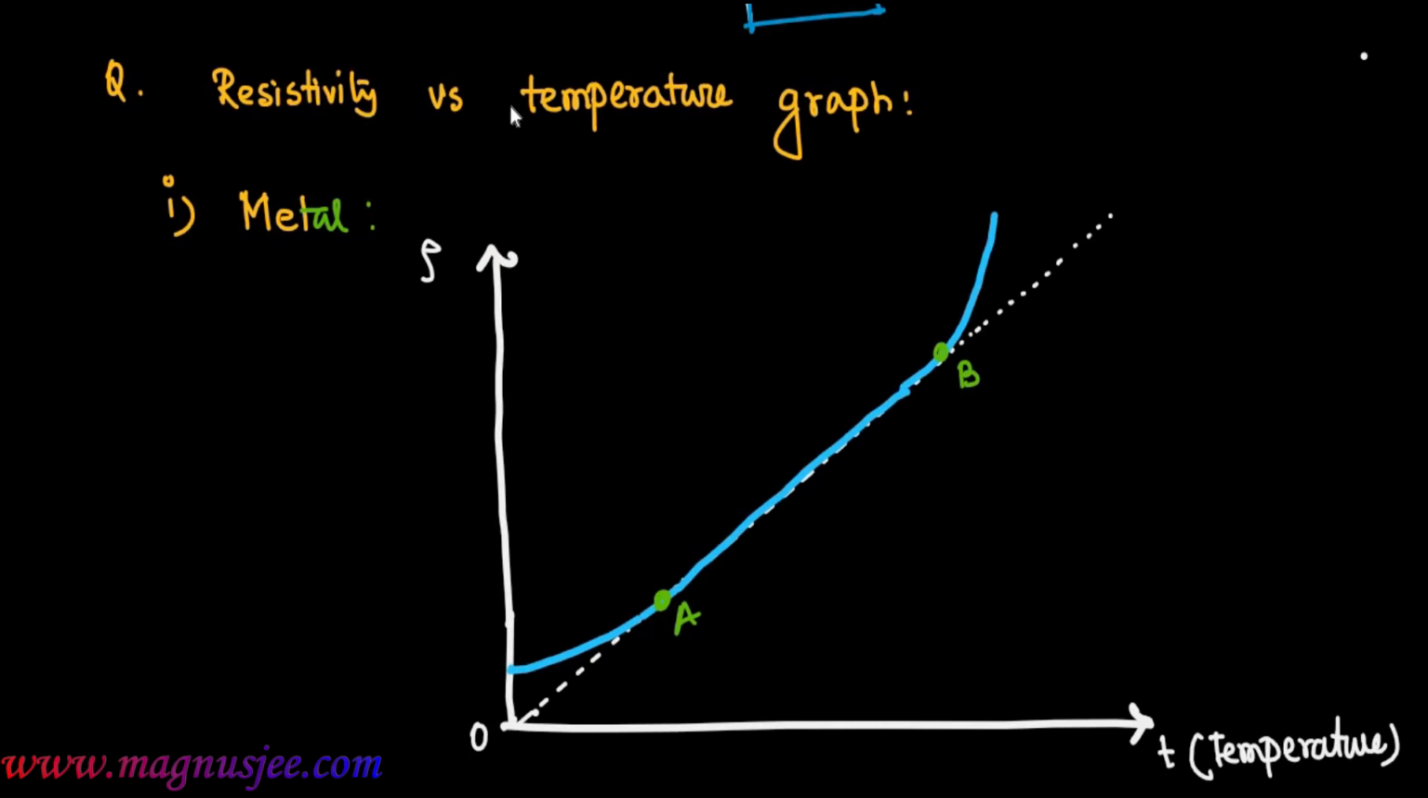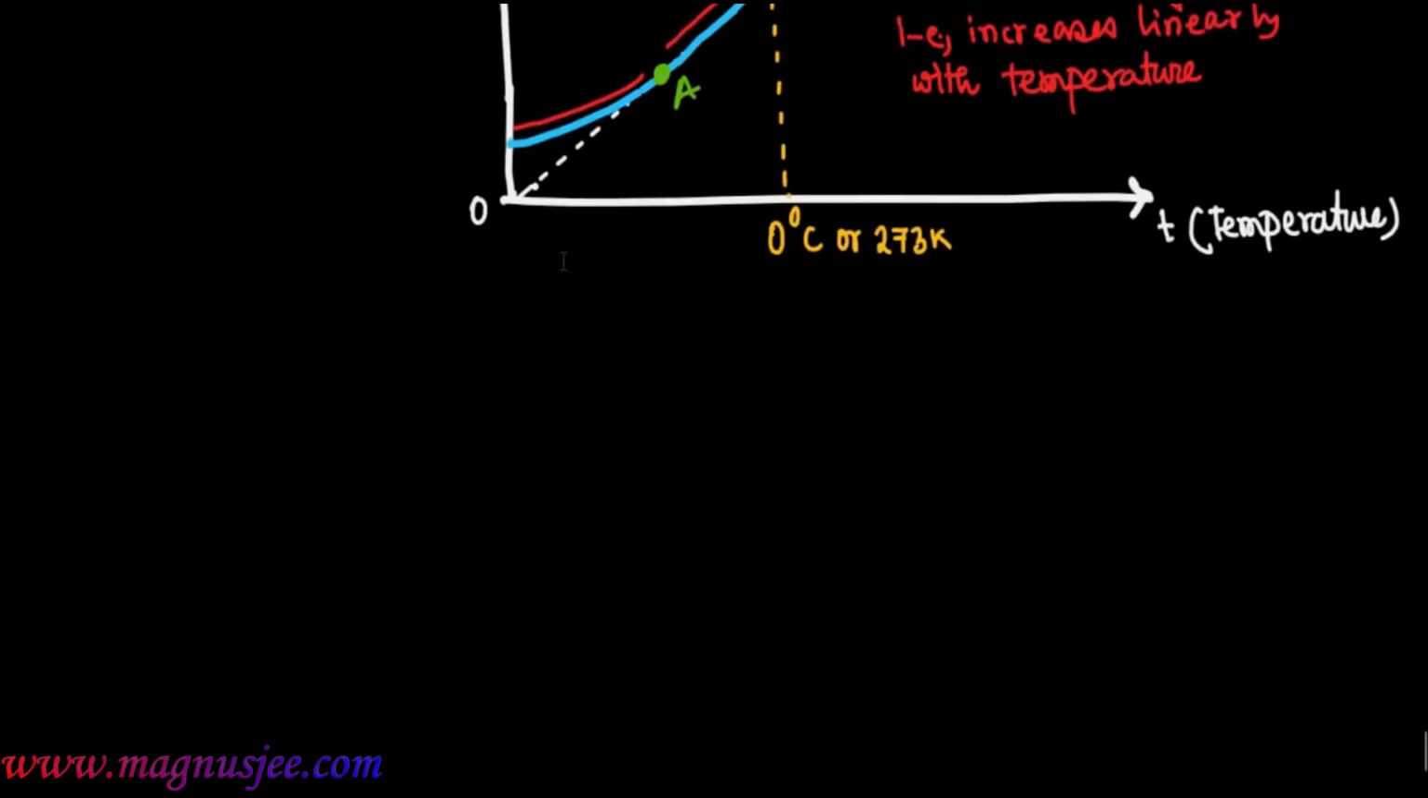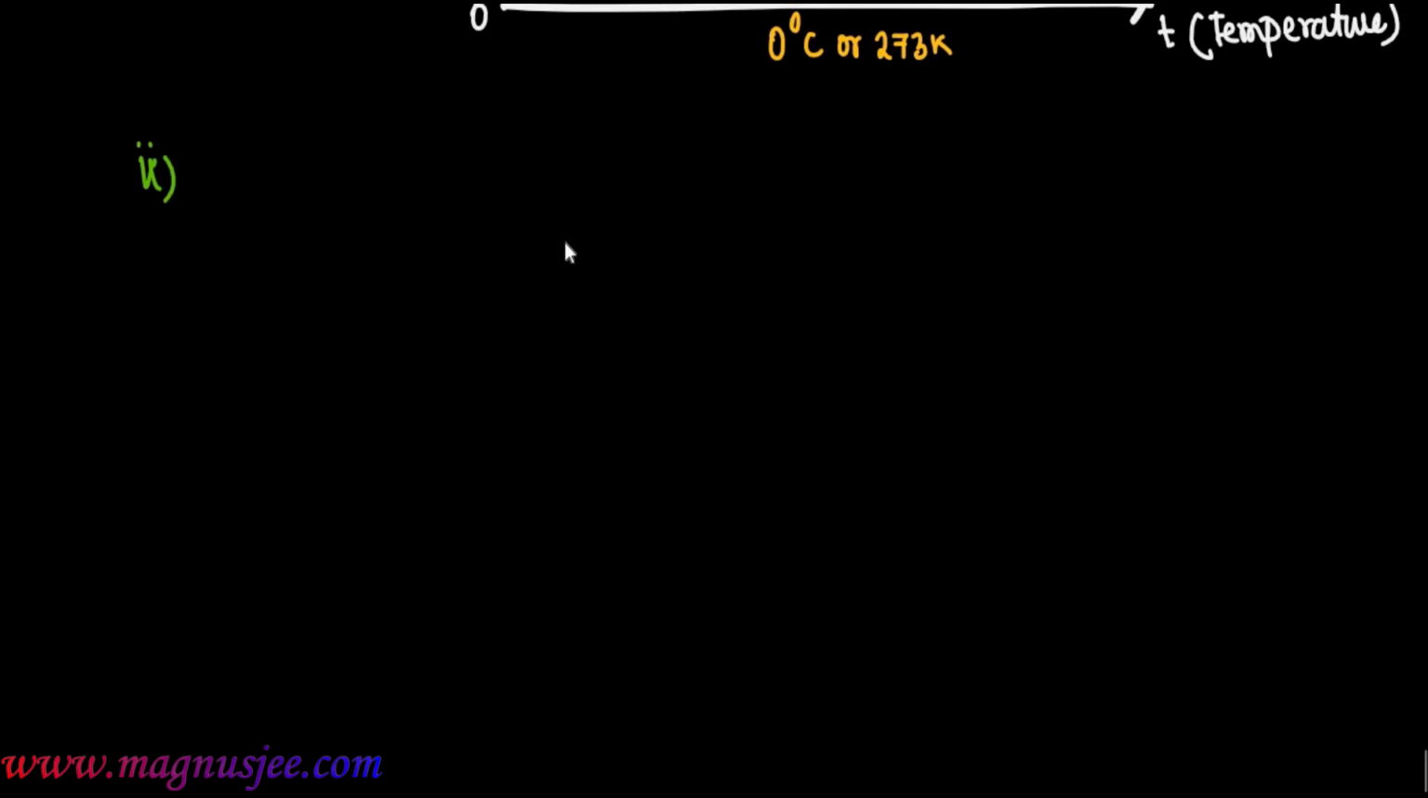Between A and B, the resistivity of metal increases linearly with the temperature in Celsius scale. But at lower temperature or higher temperature, resistivity increases following a curve. In the range AB, resistivity increases linearly with temperature in Celsius scale. If we draw an imaginary line, at this point temperature will be 0 degree C or 273 Kelvin, and resistivity at 0 degree C will be rho 0.